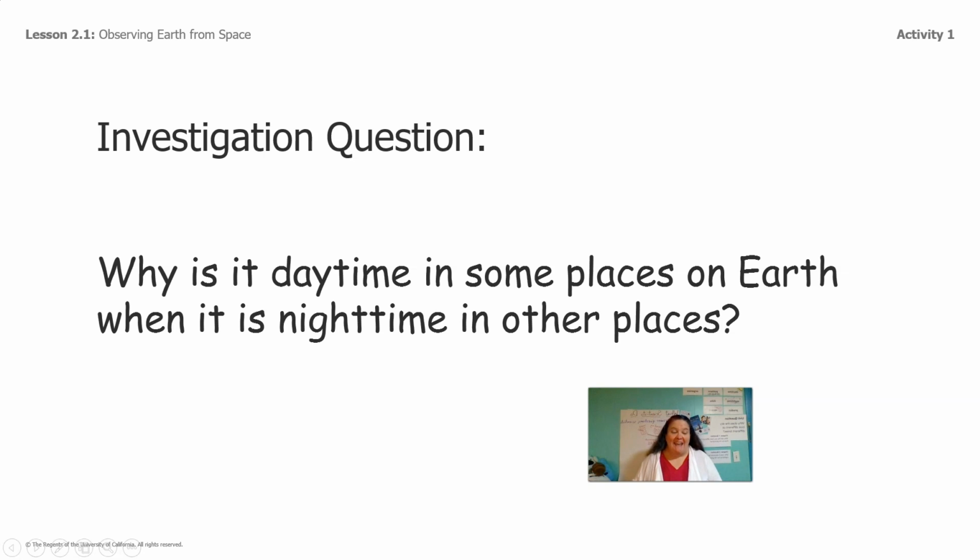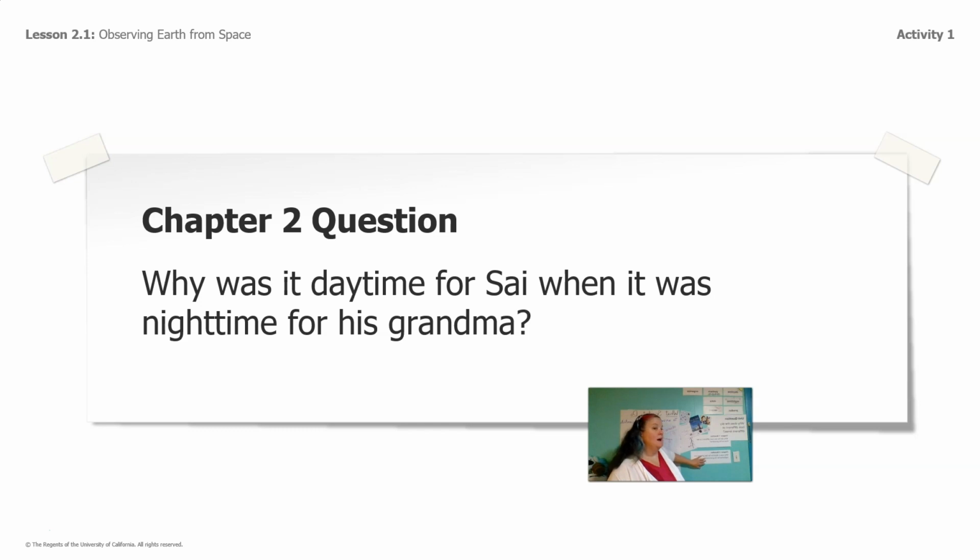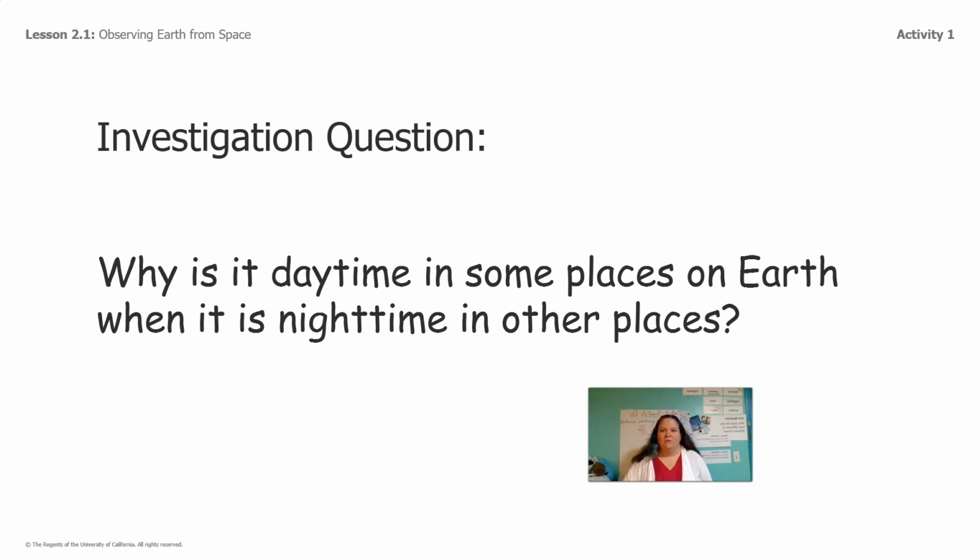So today we're going to focus on an even smaller question that's going to help answer this Chapter 2 question, which is, why is it daytime in some places on Earth when it's nighttime in other places? So that's what we're looking at today. We're going to start looking at how to answer this question by looking at a few short videos. I already put Cy's question up here on the board. Why was it daytime for Cy when it was nighttime for his grandma? And now we're going to try to answer that question. We're going to start with an even smaller question, which is, why is it daytime in some places on Earth when it's nighttime in other places?